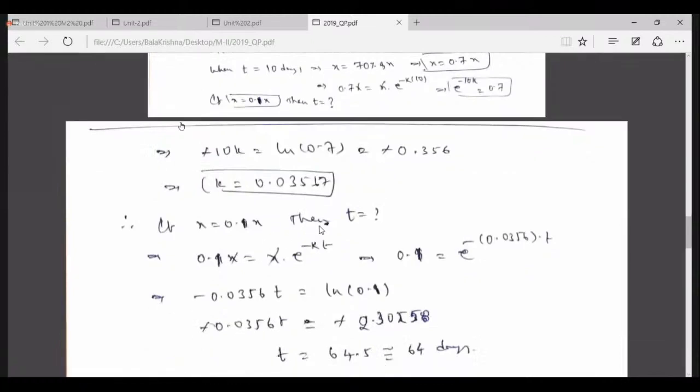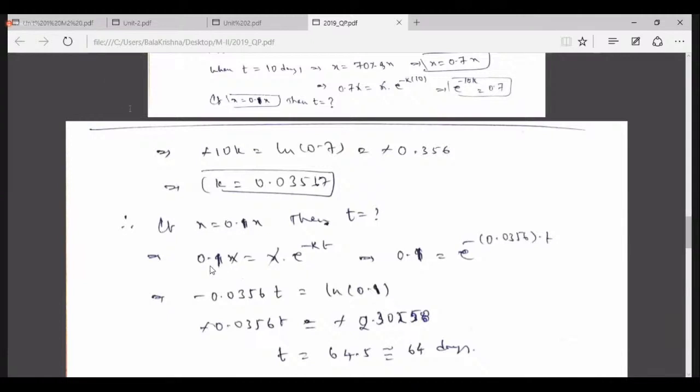So what we are asked: what is the time when the amount of that substance is decreased by 90 percent? That means the remaining percent is 10%. So after how many days will you be left with only 10 percent of that amount, he is asking. So if x is equal to 10 percent of that actual amount, that is 0.1x, what is the time you were asked?